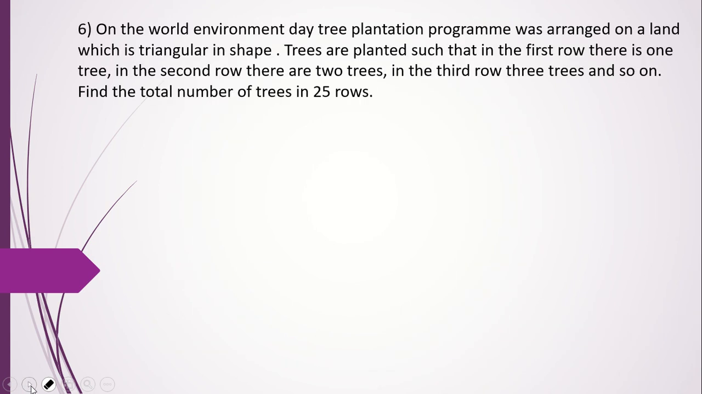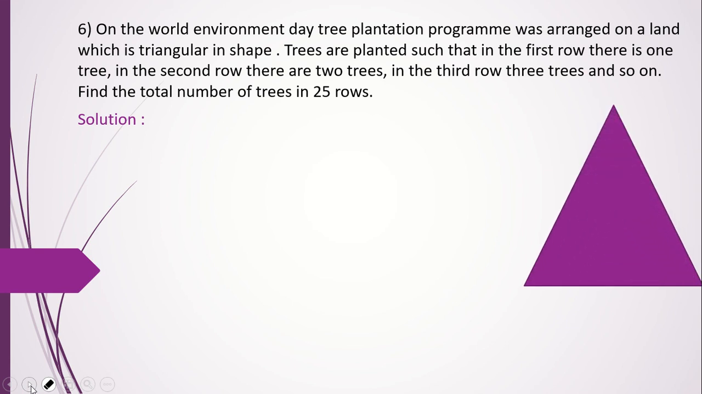Let's move on to the last sum. On Environment Day, a tree plantation program was arranged on a land which is triangular in shape. Now see, since it is triangular, here only one tree can remain, right? So one tree was planted here, then 2, then 3, then 4 and so on. On this piece of land, they could make 25 such rows, and trees were planted in 25 such rows.